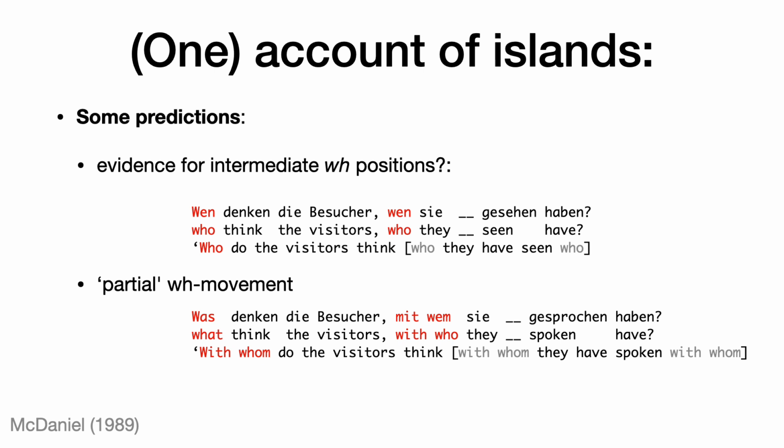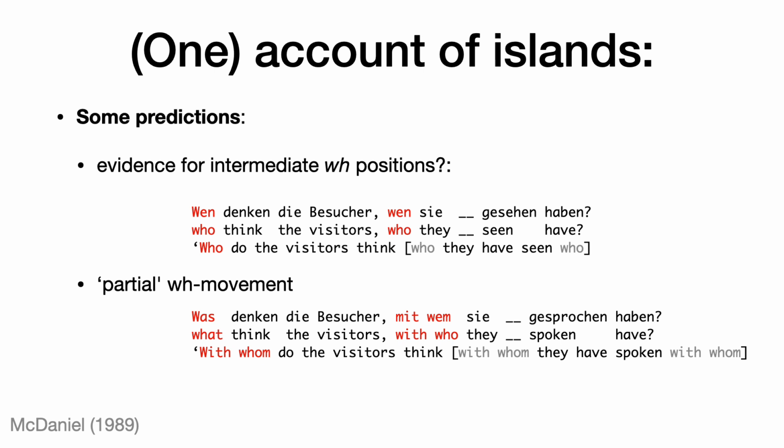So here I have two sentences in English, two sentences in German, and the first one in English is something like, who do the visitors think they have seen? What I've done for you is I've marked in gray in the English sentence where that WH phrase has moved through, right? So again, according to the successive cyclicity idea, you have to stop by the left edge of every clause. So who do the visitors think who they have seen who, something like that.